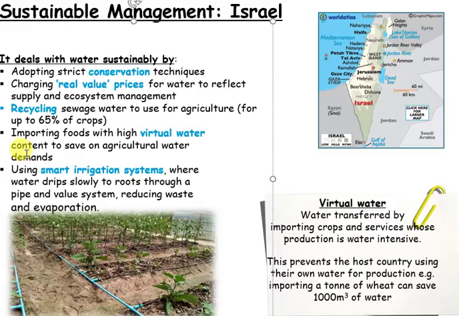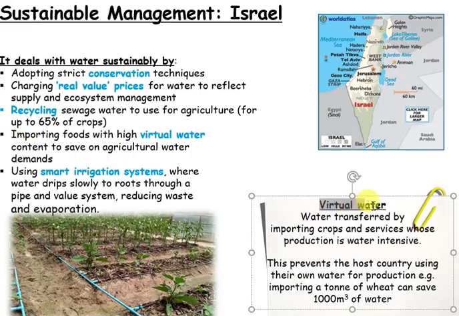And another thing is importing foods which cost or use a lot of water to grow. Alright, so if you want to grow the really thirsty crops, then you've got to find that water supply from your country. If you let another country grow the crop and you just buy it off them, basically they've had to find all the water to grow that crop.